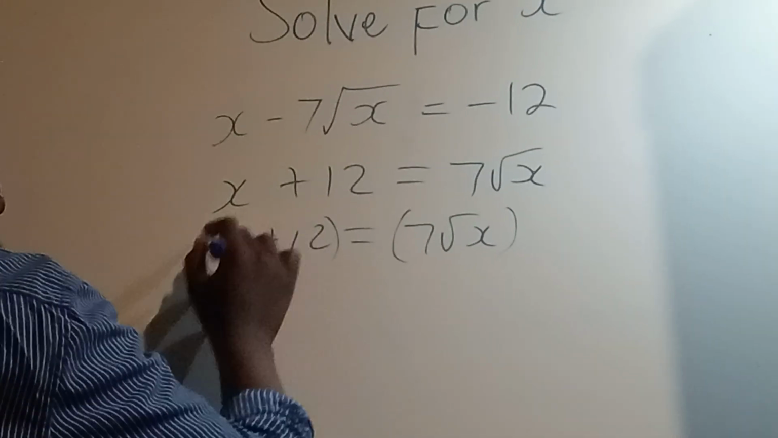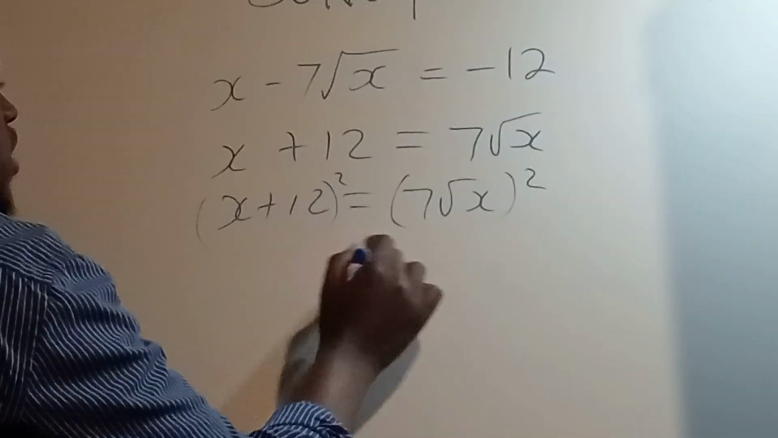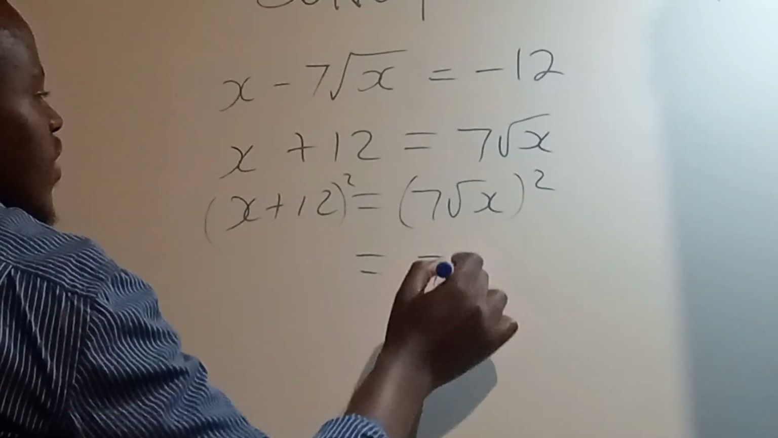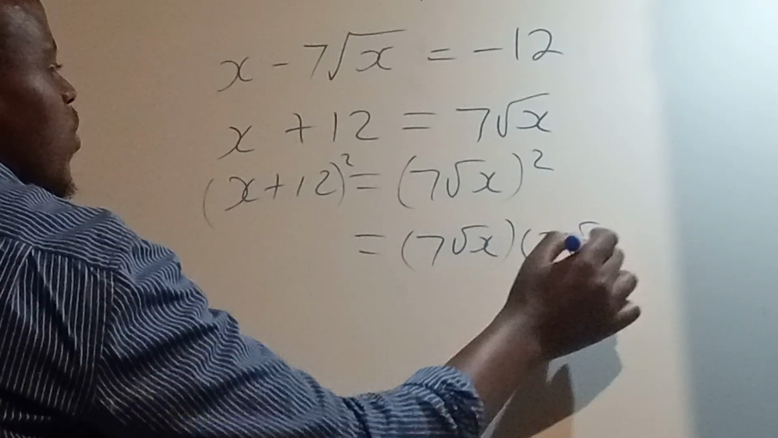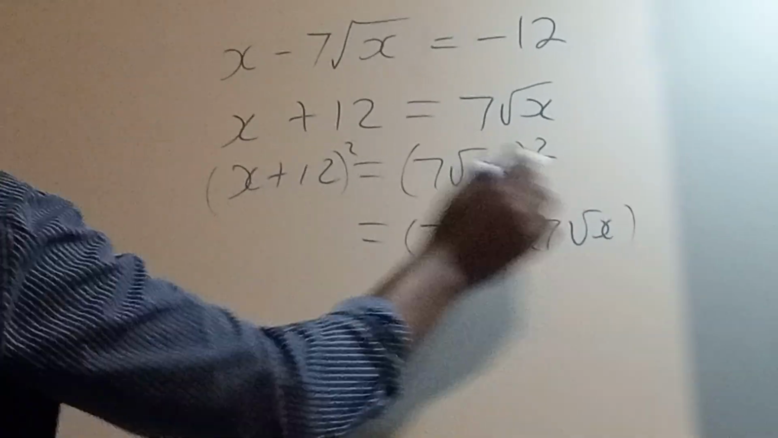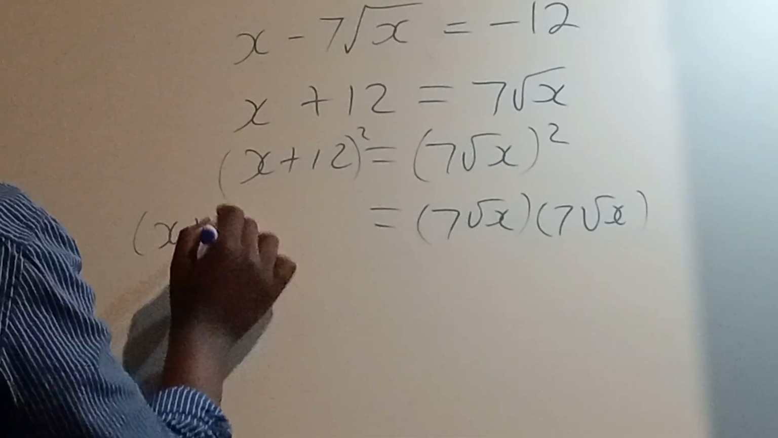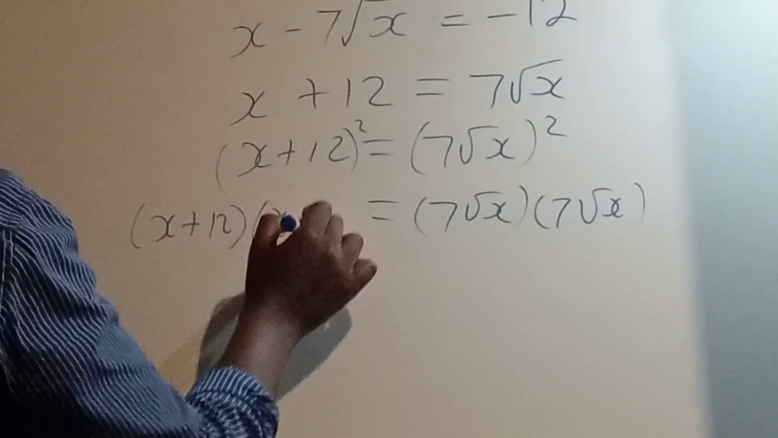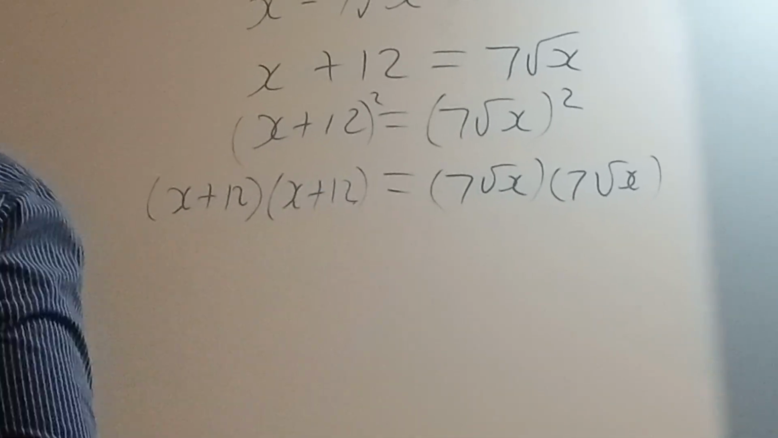now we're going to square both sides. And squaring both sides means what? You can say 7 root x multiplied by 7 root x, because we've got squared, that means it's two brackets. Even the same thing here, you have x plus 12 into x plus 12. Sorry, this will be 12.